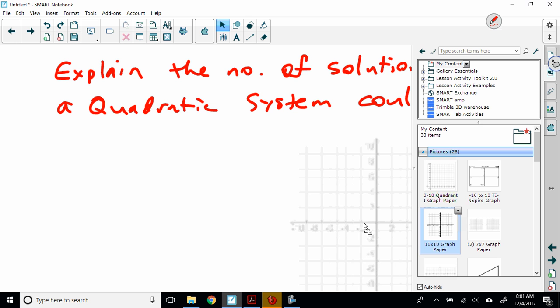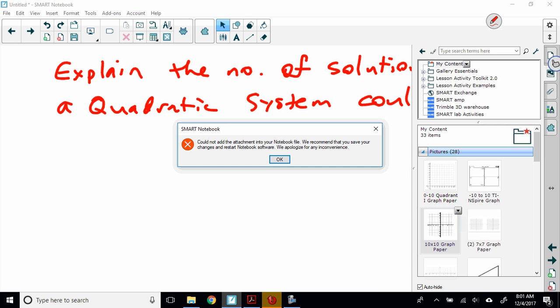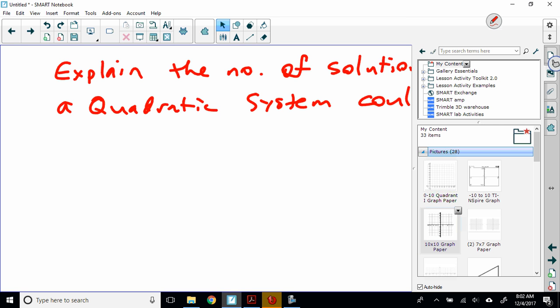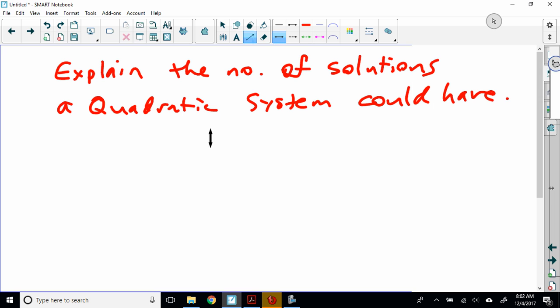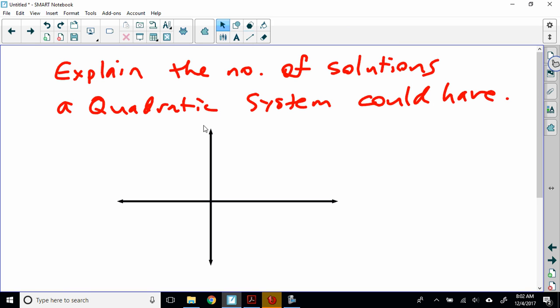Oh, this is lovely. Can't add the attachment. All my nice little attachments in the side toolbar and I can't add them because this is the trial software, whatever. All right. So here we go.